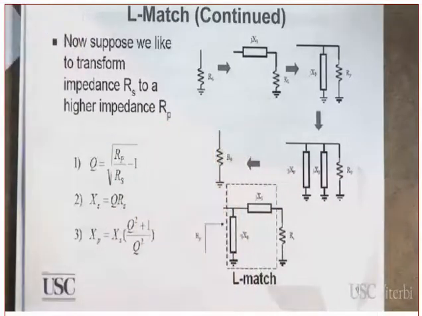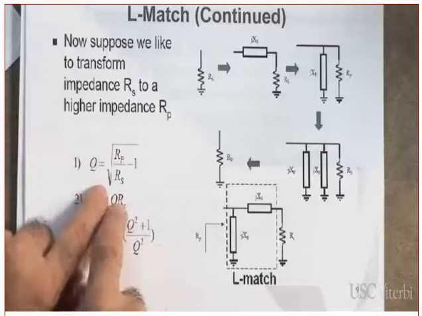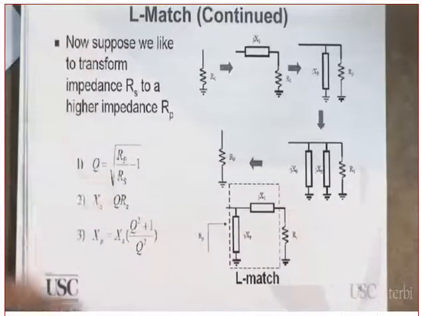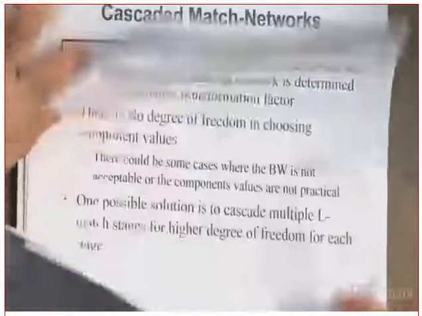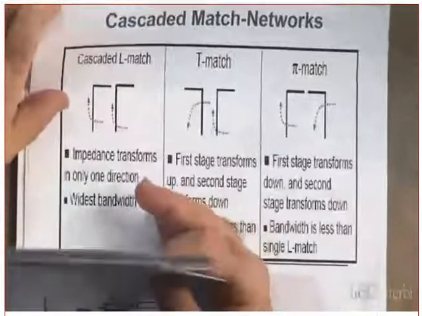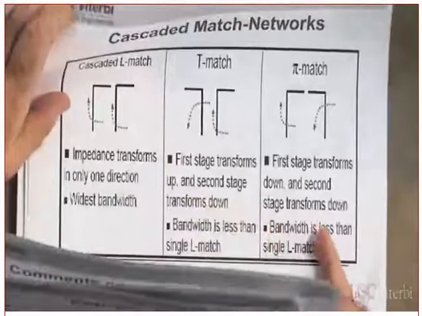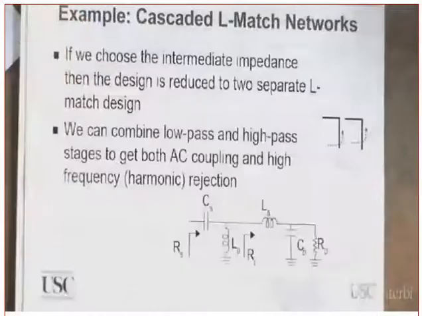The Q from the RP and the RS, so that I have multiple degrees of freedom. Did you get this or not? You can do that through the use of different types of cascaded L, or the T match, or the pi match and so on and so forth. Clear? Let's take an example.